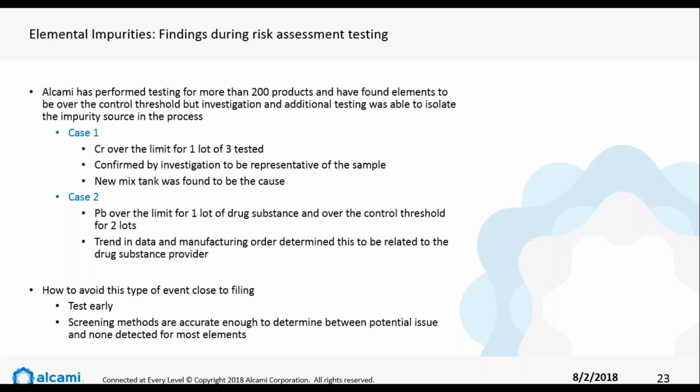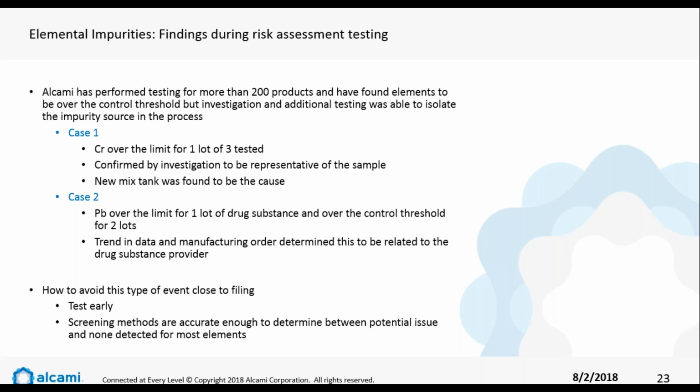So for one of our clients, we had testing on multiple lots, and we found chromium to be out of control, actually above the limit for one of the 3 lots. We confirmed this with an investigation. This was our chance where we actually compared our risk assessment method to our R&D screening and found that, even though they had different preparations, they provided very similar results. It was the best option we had to have another method confirm the results of the original test.